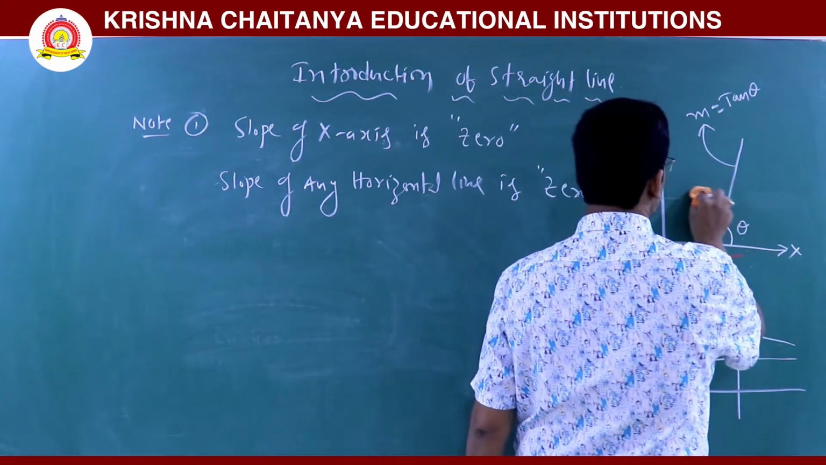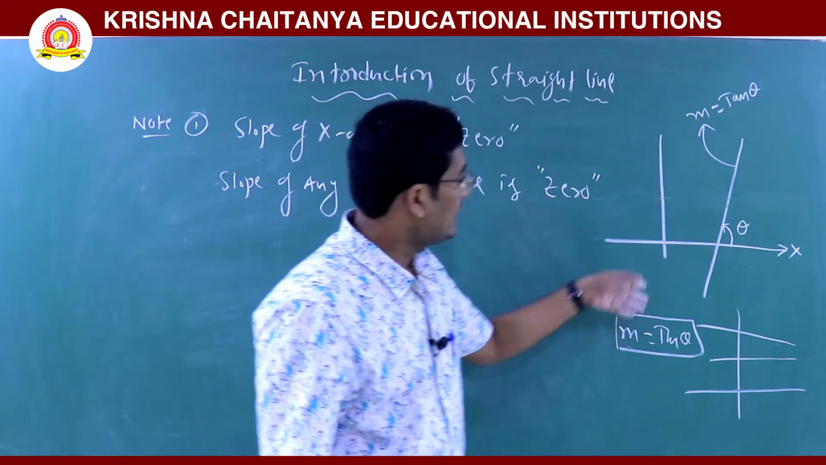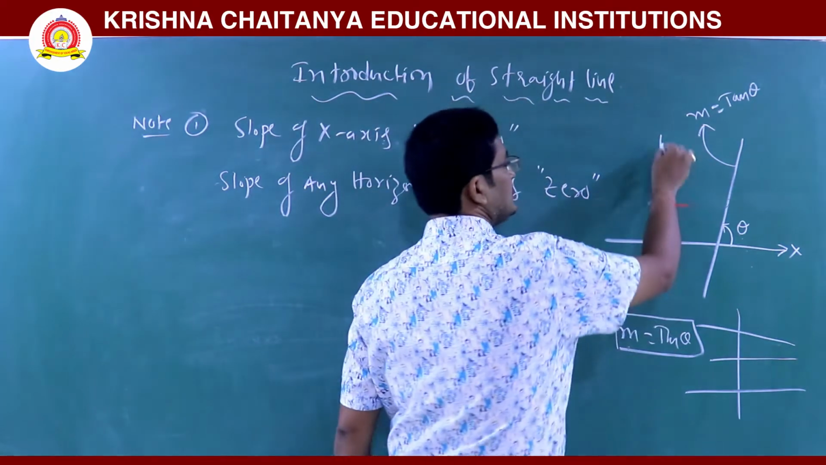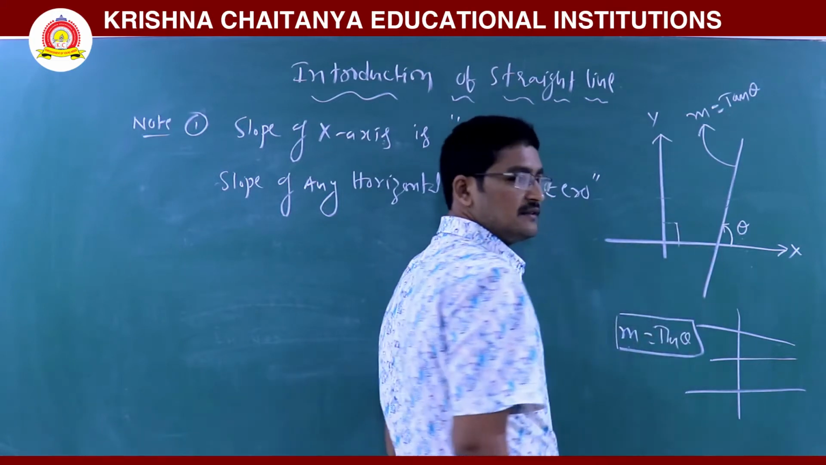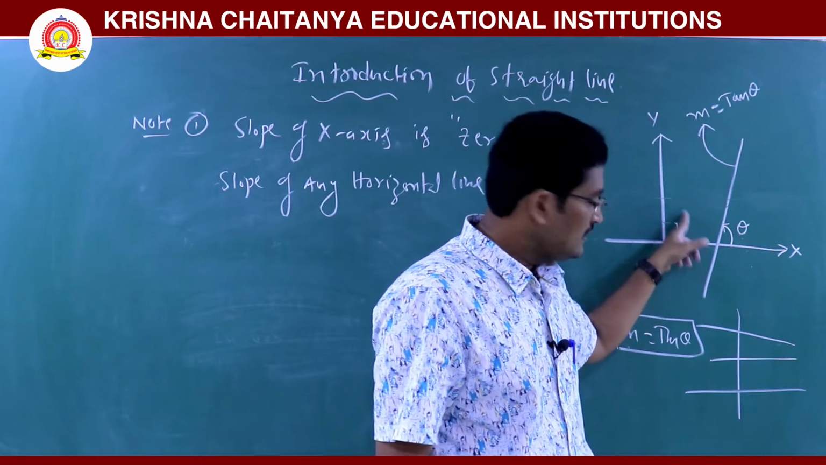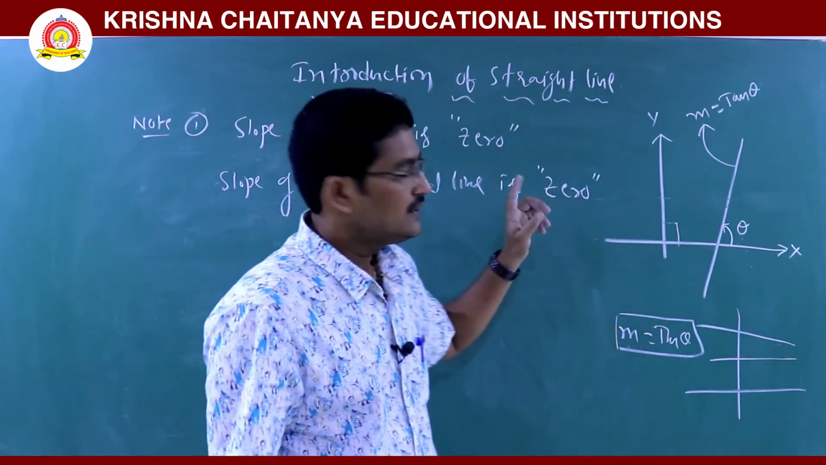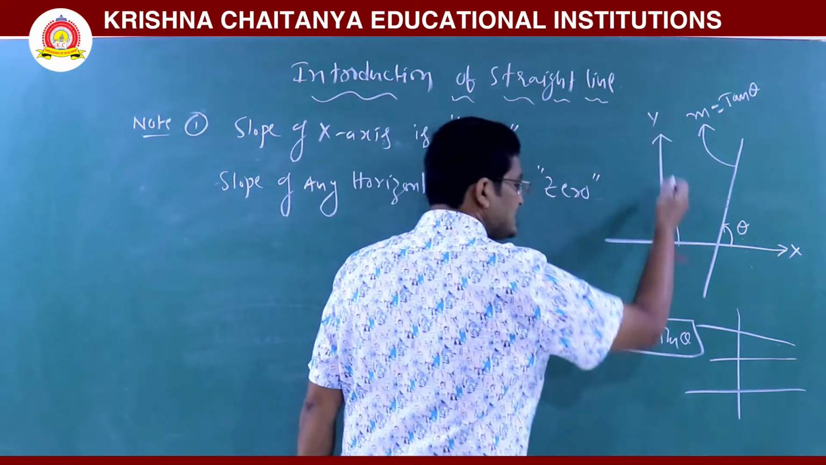Next, what is the slope of y-axis? What is the inclination of y-axis? 90, you know. Because the y-axis, this is a line. This line subtends an angle 90 with positive x-axis in anti-clockwise direction. So, we have to say the inclination of y-axis is 90.